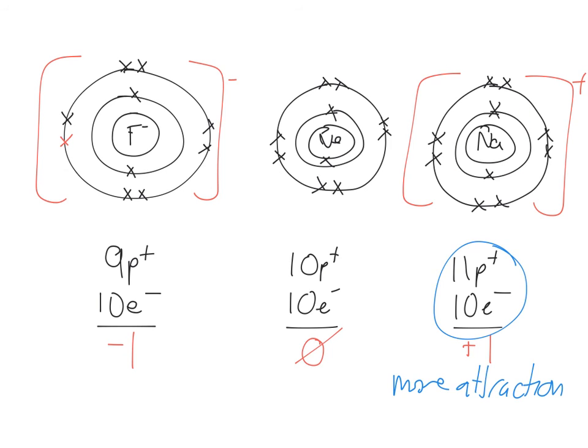So the difference between these is how much attraction the nucleus is putting out. And because in sodium we have more protons, that means the nuclear charge is higher, and that means the effective nuclear charge is also higher. The amount of pull each electron feels from the nucleus is higher. Because there's more attraction, they're going to be pulled in closer, and that's going to reduce your atomic radius.